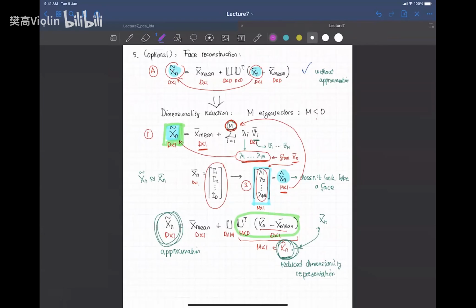Okay, so the discussion here is also important because this is the point of using PCA in dimensionality reduction, especially for your face representation. Before I continue, any questions?